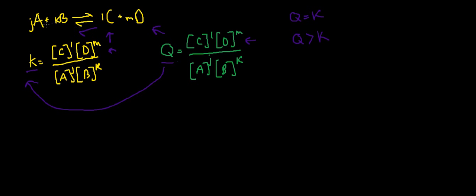If I think of it as A plus B gives C plus D, so for Q to become smaller, there need to be fewer products and more reactants. So we'll favor the reaction going from C plus D to A plus B. Favors reactants.